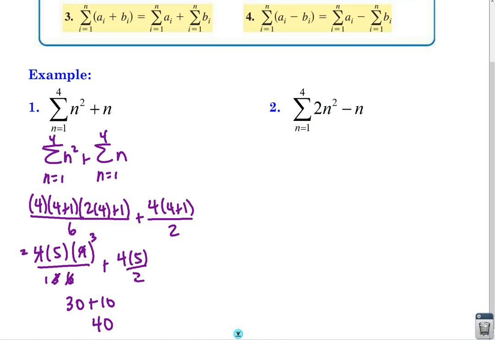All right. So 2n squared minus n. So this is the same thing as 2 times the summation from n equals 1 to 4 of n squared minus the summation from n equals 1 to 4 of n.